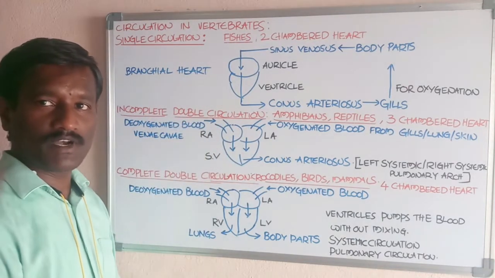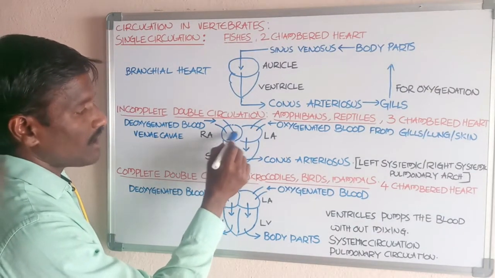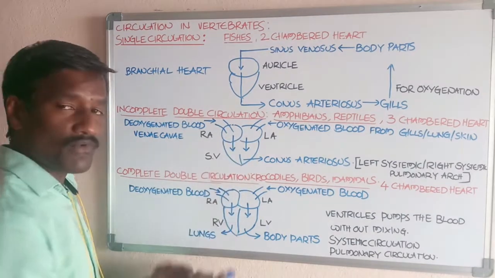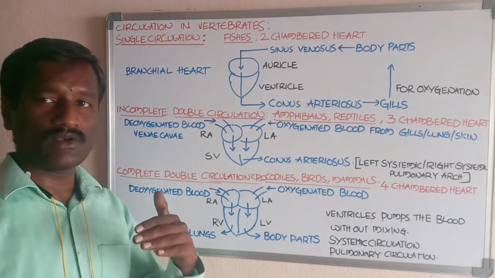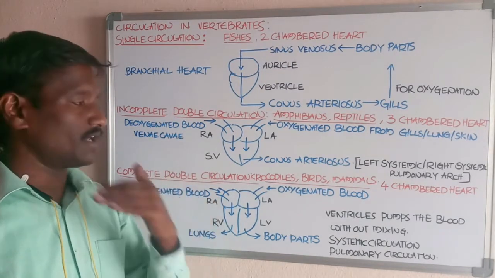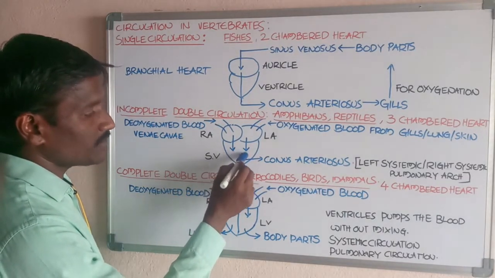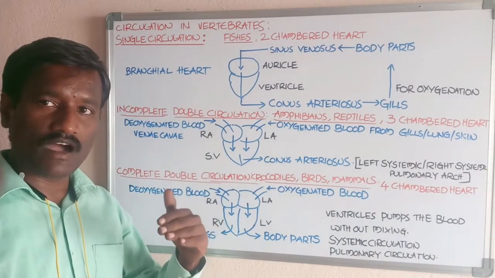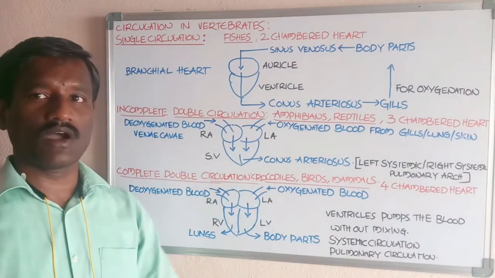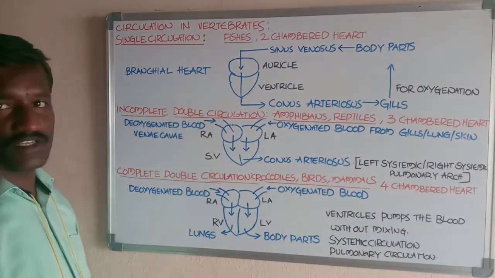Why is it called incomplete double circulation? In the atria, oxygenated and deoxygenated blood flow separately in the two upper chambers, the right atrium and the left atrium. But in the single ventricle, the oxygenated and deoxygenated blood mix up. Mixed blood is supplied to the body parts. So it is called incomplete double circulation.